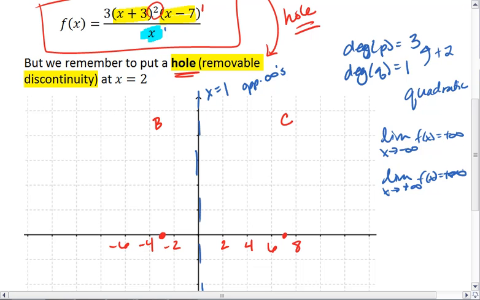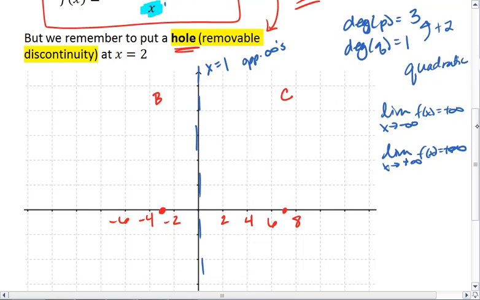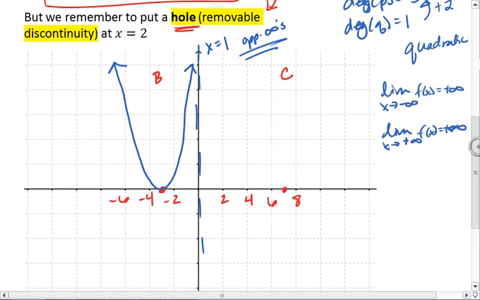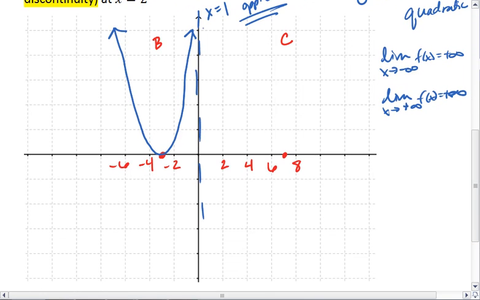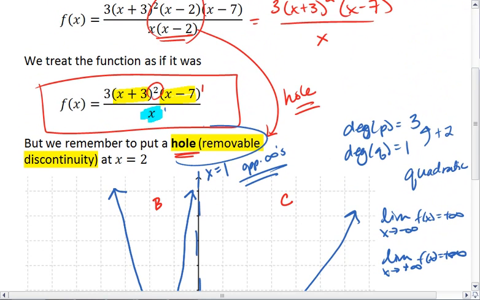Let's graph this. We know we're coming down from positive infinity. We're going to bounce at this root and go up. We have opposite infinities. That means instead of starting at positive infinity, we'll start down here at negative infinity. We'll come up to our other root and cross. But don't forget, we need to put in a hole.